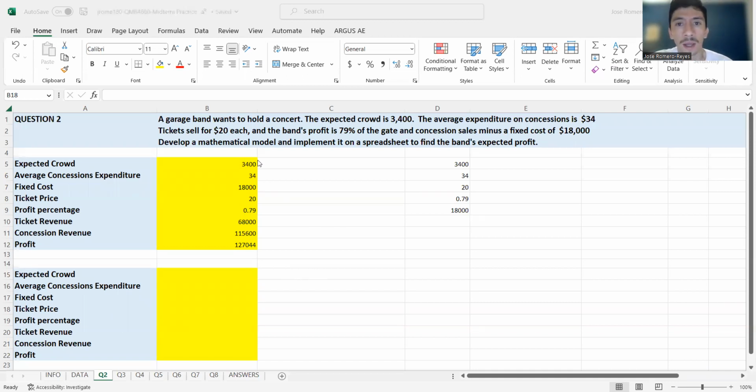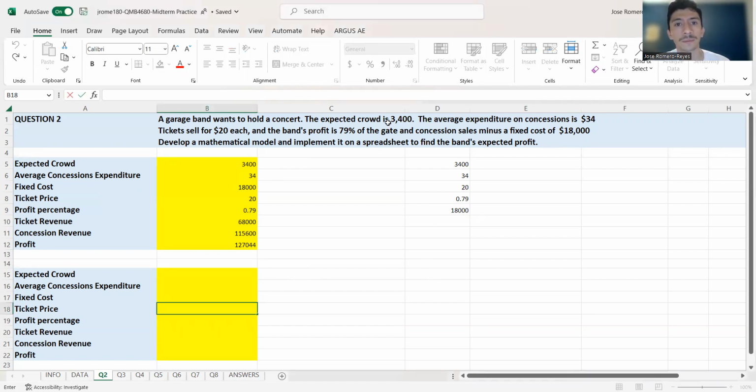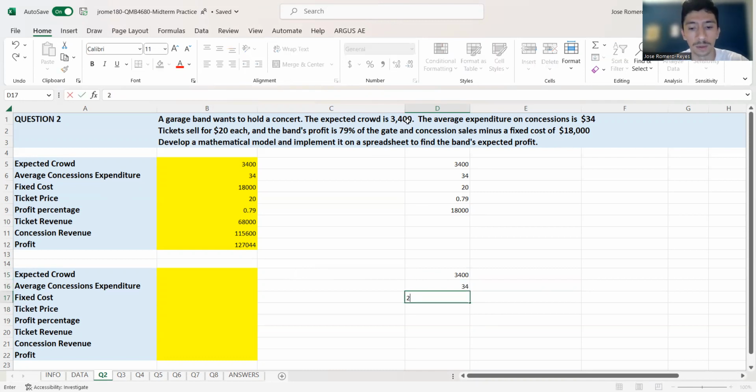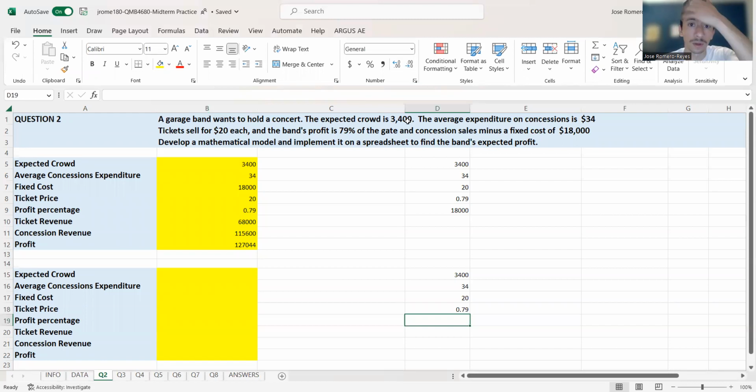Okay, so the first thing I like to do is simply spit out the values that the question gives us. So let's just go over here, and you can see this is what I did. But we know that we have an expected crowd of 3,400, the average expenditure of 34, tickets sold for 20, the band profit is 79%, and a fixed cost of 18,000. So now that we have all our variables there, now we can go to what the question is asking us.